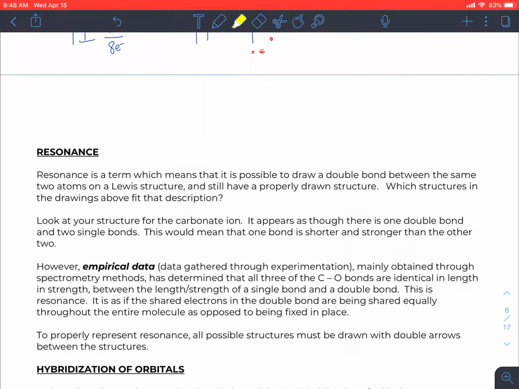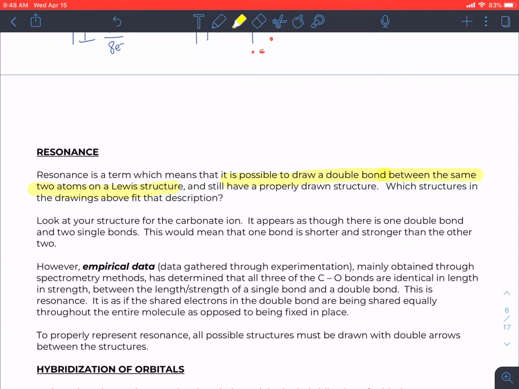Okay, so this is a short video on resonance. We had mentioned it a couple of structures above, but formally, resonance is a term which means that it is possible to draw a double bond between the same two atoms on a Lewis dot structure and still have a properly drawn structure. So which structures in the drawings above fit that description?